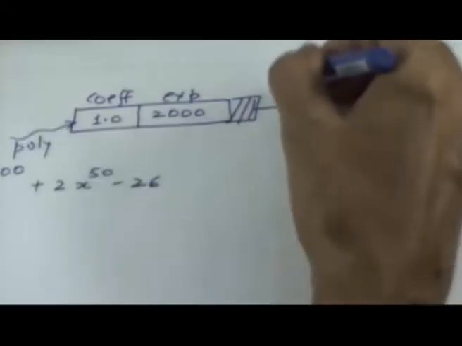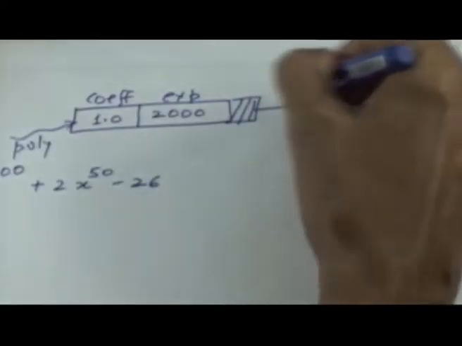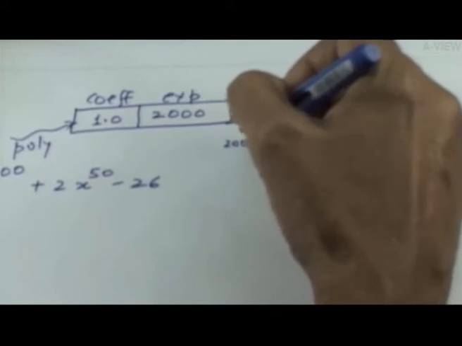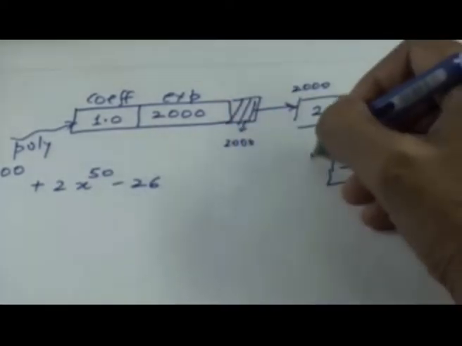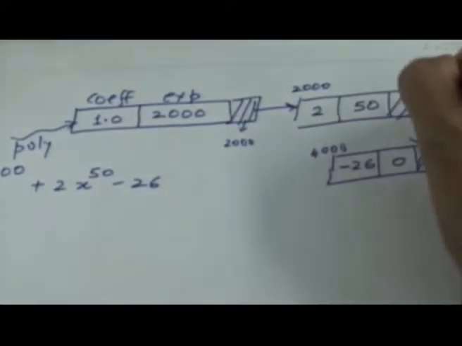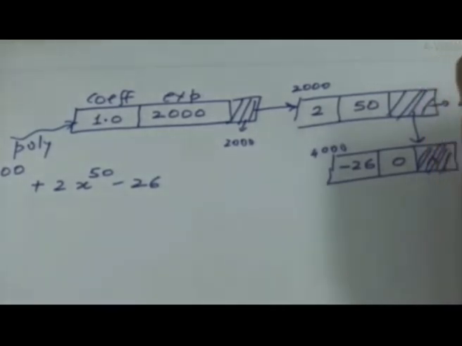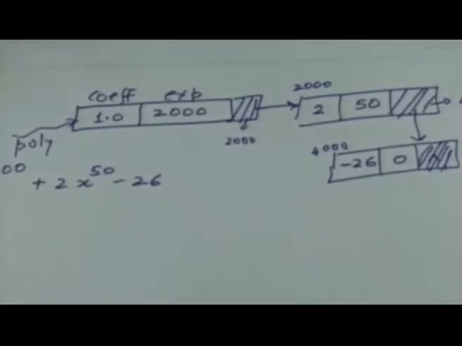Because I need here the address of the next element. If this fellow is 2000, I want to put 2000 here. If this fellow is 4000, then I want to put 4000 here to reach this place. So this is a linked list for an application which is very real.